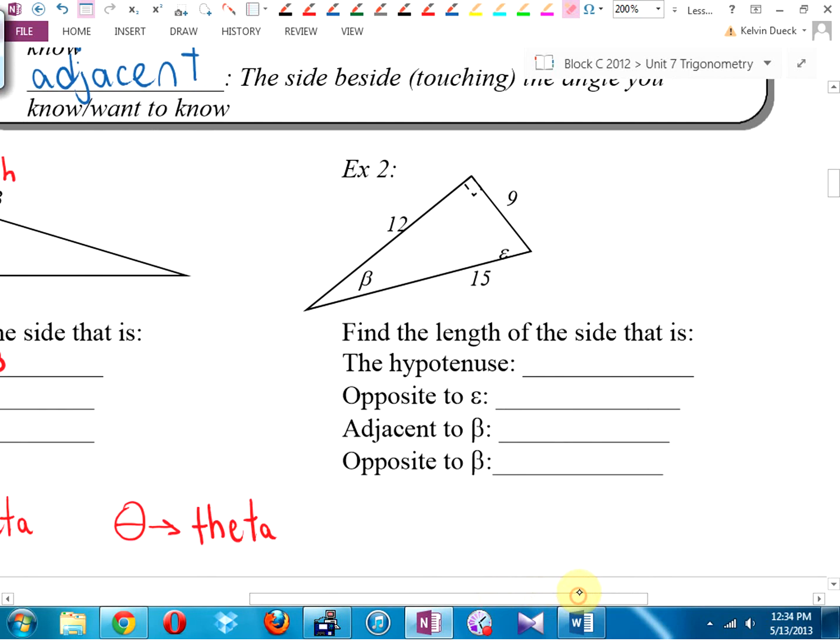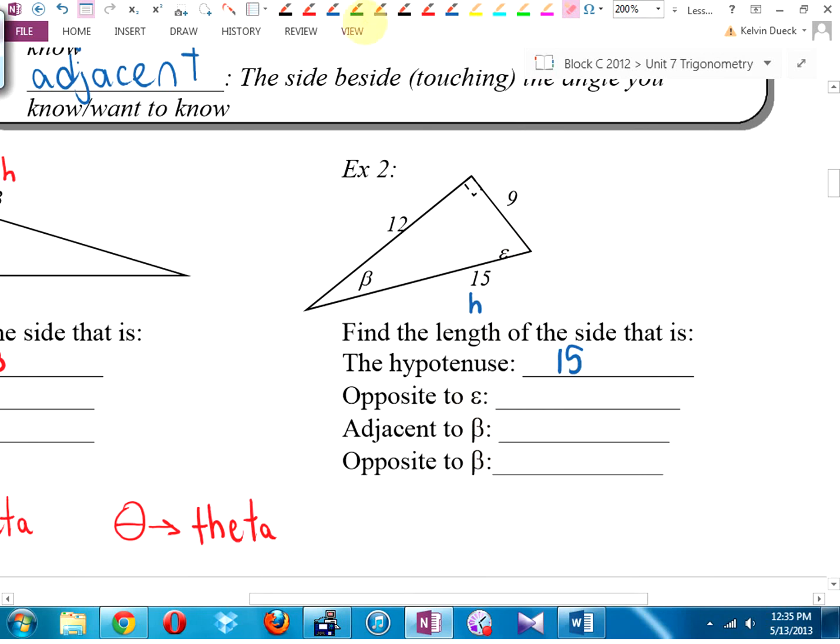Pick your pencils up. Example 2. Which one is the hypotenuse? 15. Let's put an H there. Let's do the 2 betas, the bottom 2 first. By the way, what letter do you think comes from this symbol? Capital E, that's an epsilon, which begins with which letter? E. A lot of our alphabet comes from Greek. You don't need to know that, but nerd that I am, how can I resist showing it to you?